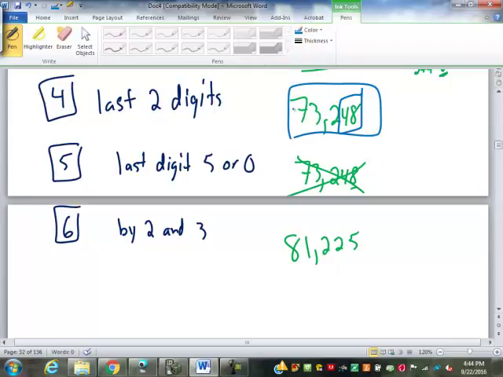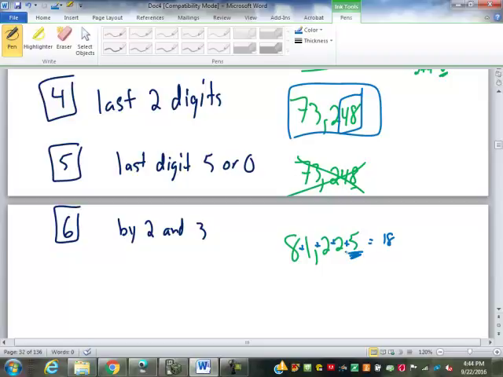I'm going to give you a little bit of advice here. Always check for the 2 first. I could dive in and start adding digits. 8 plus 1 is 9, plus 2 is 11, plus 2 is 13, plus 5 is 18. Is 18 divisible by 3? Yeah, so that whole thing is divisible by 3. Is it divisible by 2? No, it's not. It's got a 5 on the end. A lot easier to just look at that last digit and see if it's divisible by 2. So I always check that first before I go through the effort of checking if it's divisible by 3.